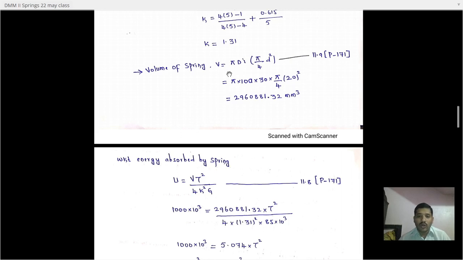If you calculate this whole value with the help of a calculator, you will get the answer 2960881.32. The unit of this value is millimeter cube.